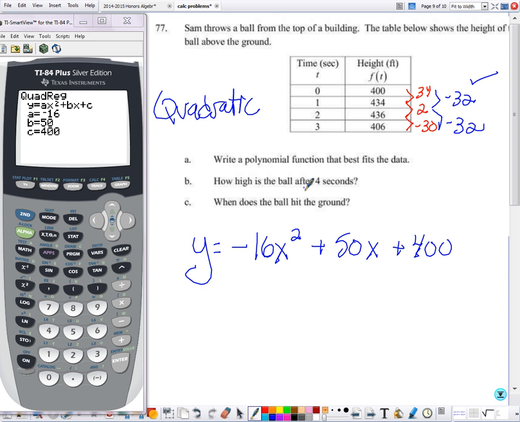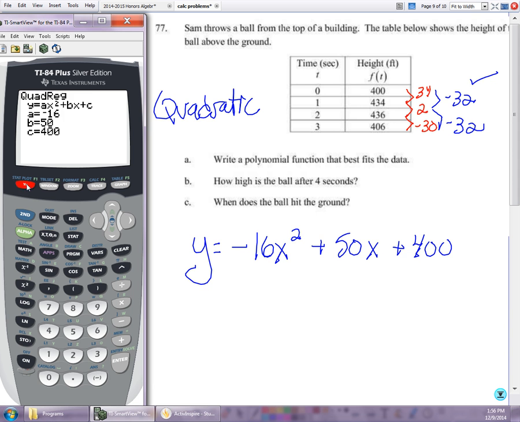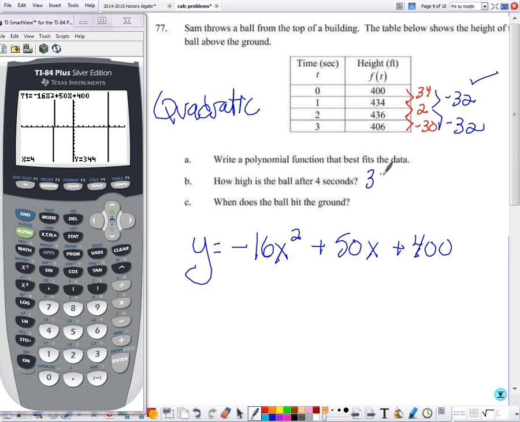So how high is it after 4 seconds, and when does it hit the ground? So I'm going to graph this equation. So when I hit, I'm sorry, not second. I just want to hit trace 4 for 4 seconds, and that gives us 344 feet for a height.